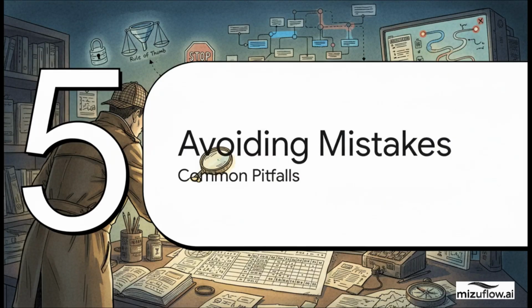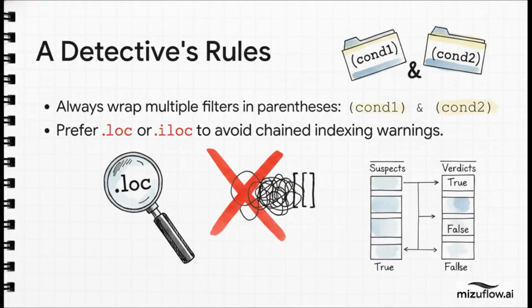You know, every good detective knows the rules and avoids the common pitfalls that can mess up a case. In data analysis, one small mistake can send you down a completely wrong path. So let's quickly cover a few key rules of thumb to keep our investigations clean and accurate. Okay, here are the crucial rules. First, whenever you combine filters with and or or, you must wrap each condition in its own set of parentheses. That's not a suggestion, it's a hard rule in Pandas.